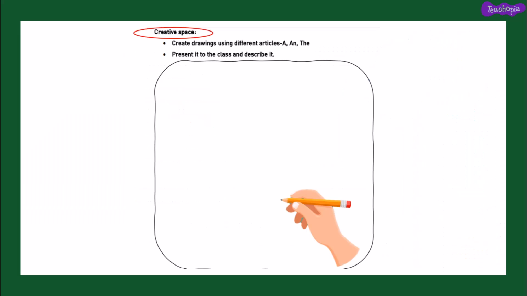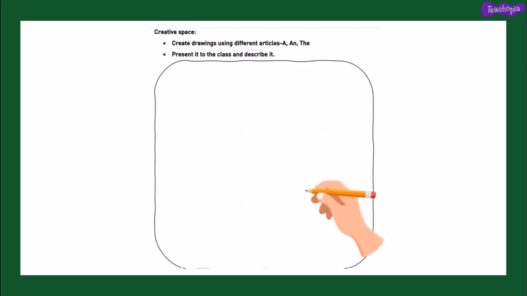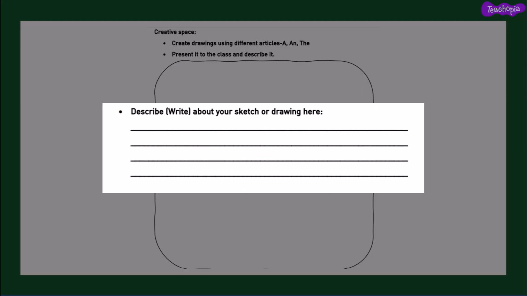Now we have come to our creative space activity. Here, learners are going to have fun using a, an and the, and use it as a drawing, either drawing different patterns or using the articles in drawings as patterns. Once they have finished drawing and using their imagination, ask them to describe what they have drawn in the question space given below.